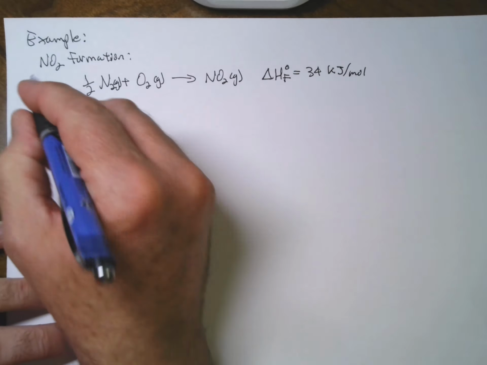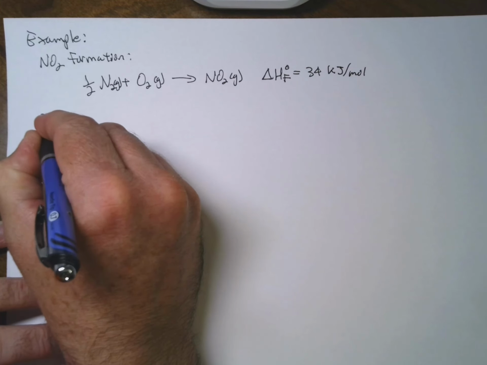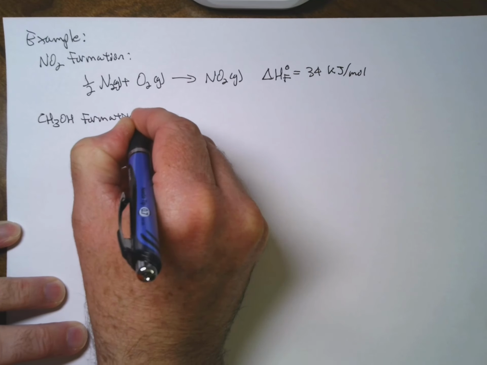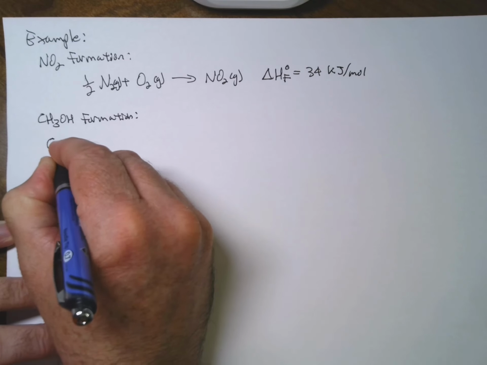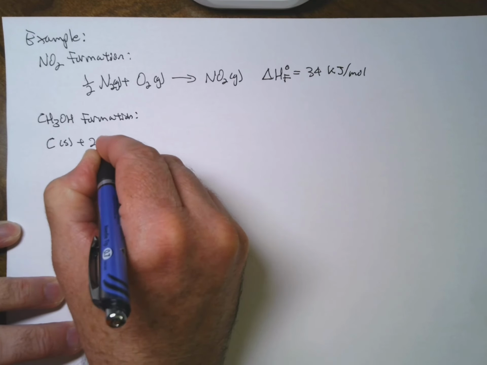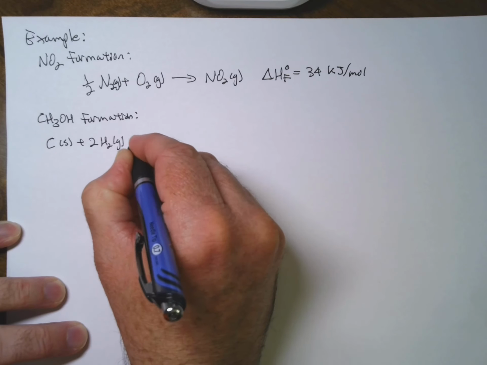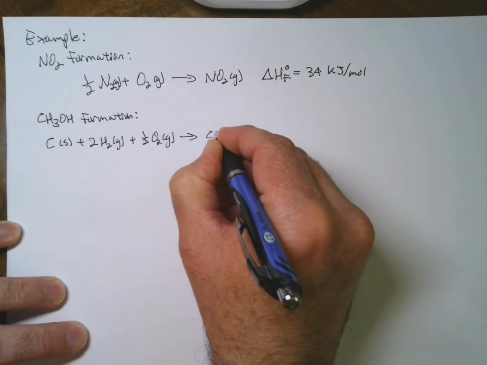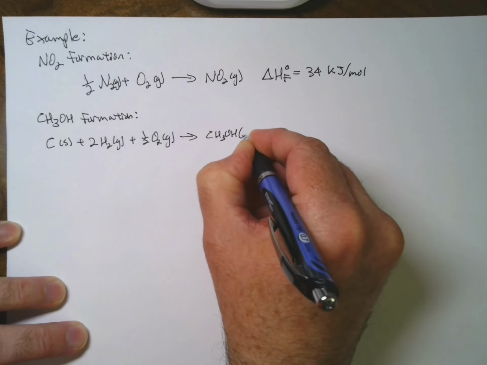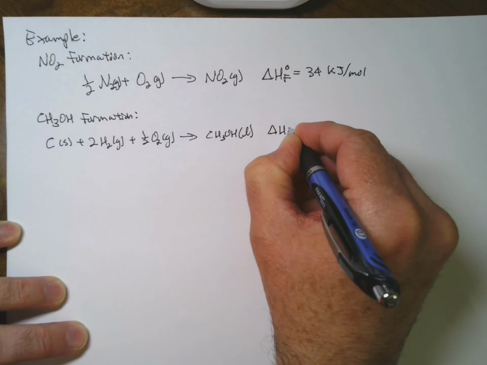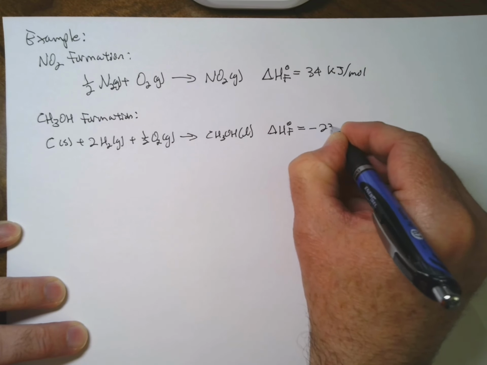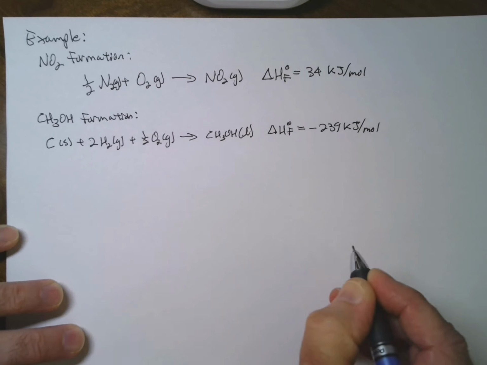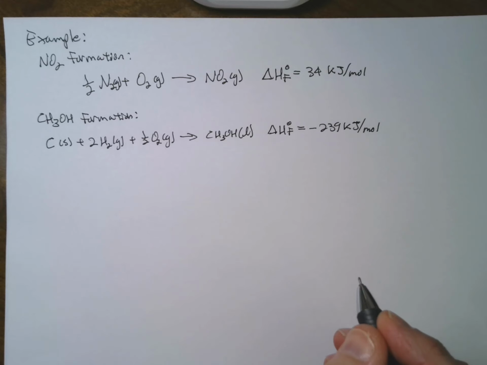We can look at methanol formation. Solid carbon plus 2H2 gas plus 1/2 O2 gas reacts to give CH3OH liquid. Delta HF naught equals minus 239 kilojoules per mole. And again, see Appendix G for some values.